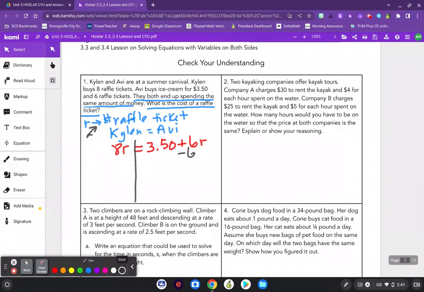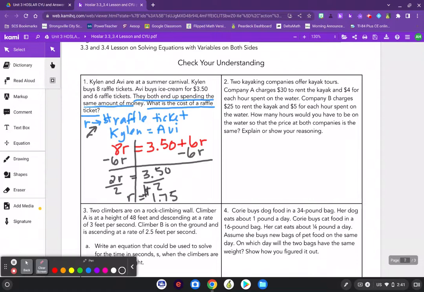So I'm going to start solving. I'm going to subtract 6R on both sides. I get 2R equals $3.50. I'm going to divide both sides by 2. And I get that R is 1.75. Now I should put a label on this to answer my question. So remember, it says, what is the cost of a raffle ticket? R represents that cost, and that cost would then be $1.75.